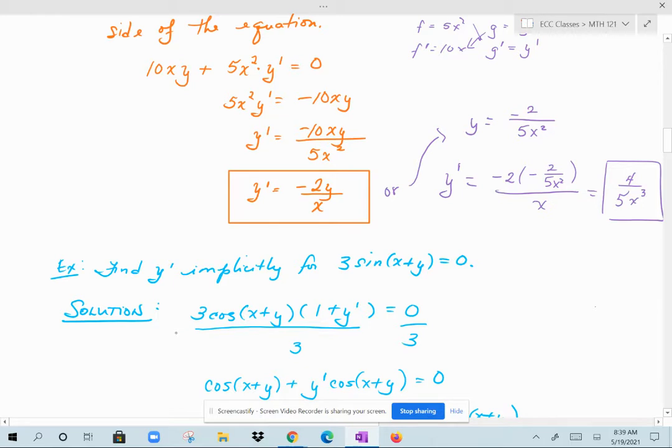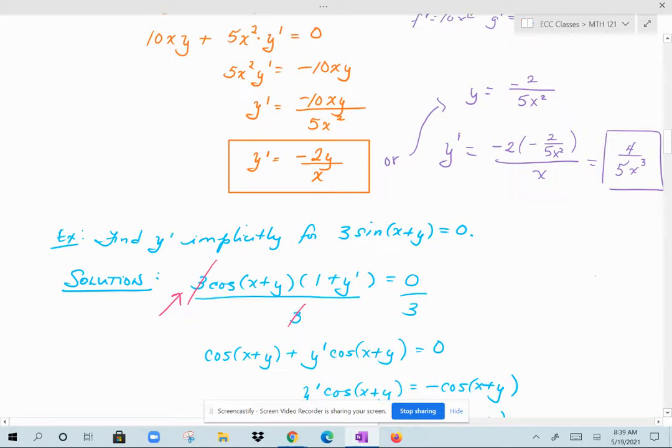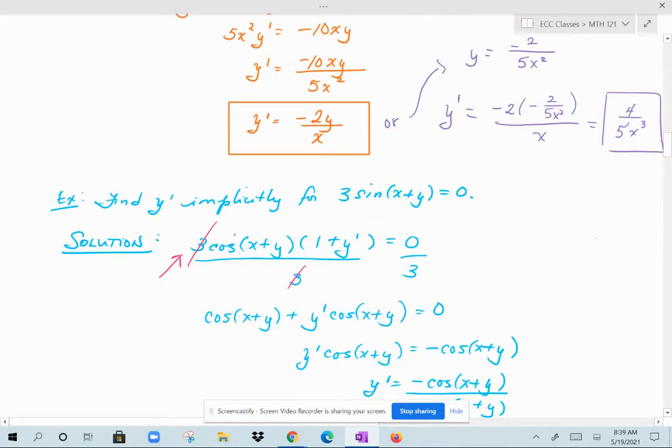So using chain rule, this will be 3 cosine of x plus y. So this is the derivative of the outer function times the derivative of the inner function. And so that derivative is 1 plus y prime. And the derivative of 0 is still 0. Then I also divided both sides by 3 to cancel this coefficient here. So I'm left with cosine of x plus y, because now I also distributed this function across here. So I have cosine of x plus y plus y prime cosine of x plus y equals 0.